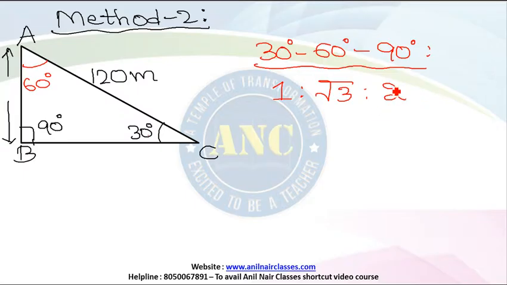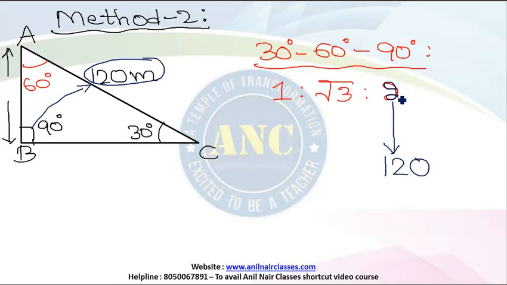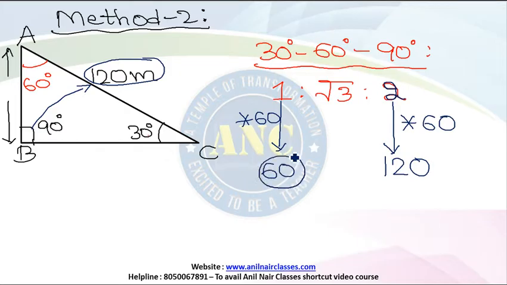That means, according to the ratio, the side opposite to 90 degrees is 2 units. But according to the question, the side opposite to 90 degrees is how much? 120 units. 2 is becoming 120, so multiply by 60. 1 also multiply by 60. 1 into 60 is 60 units. Very, very easily we can find it, sir.